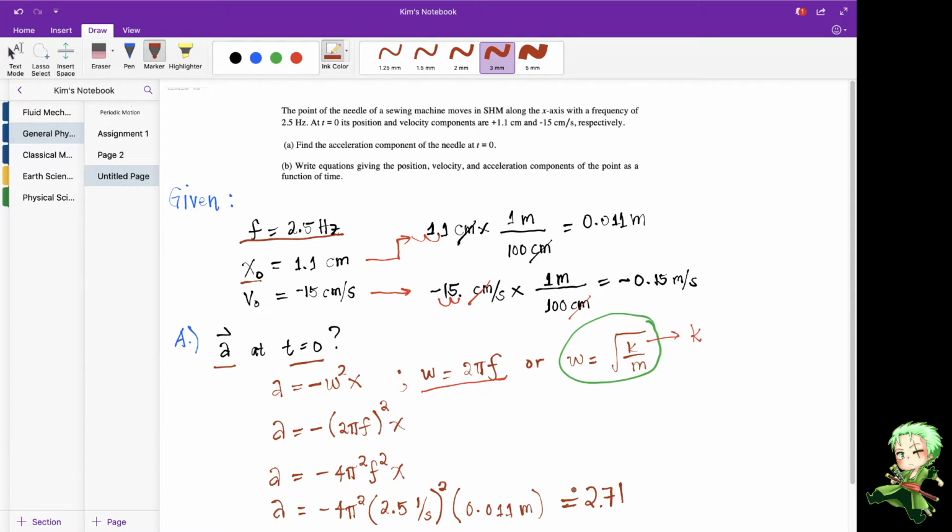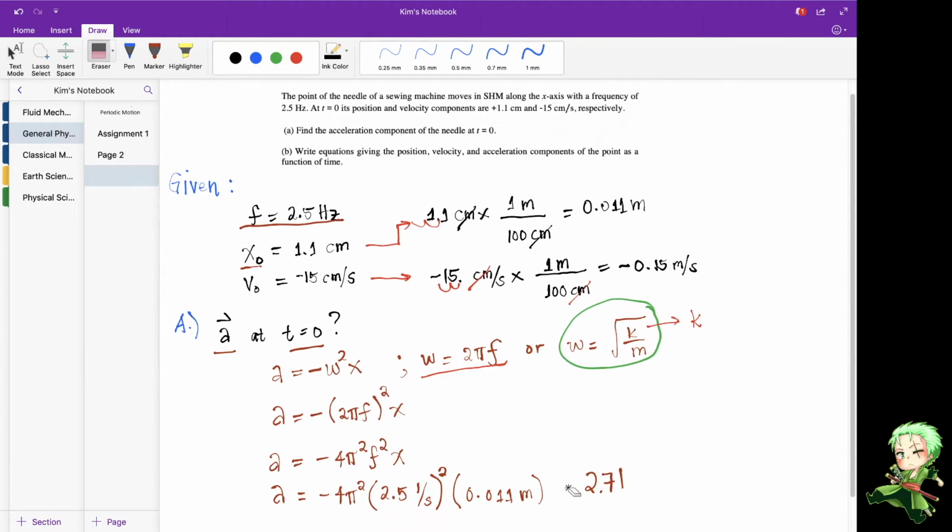2.71. Oh, I forgot the negative. It should be negative. Okay, forgot to write the negative. So it should be approximately equal to negative 2.71. And when you look at the units, you will find out that the unit is meters per, and then what happens to this term, this will be second squared, so meters per second squared.